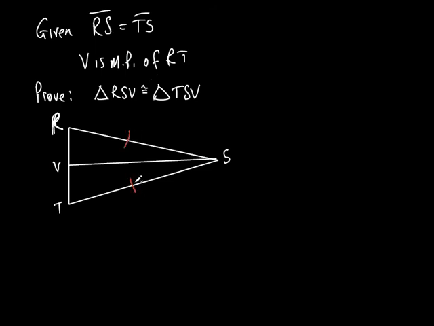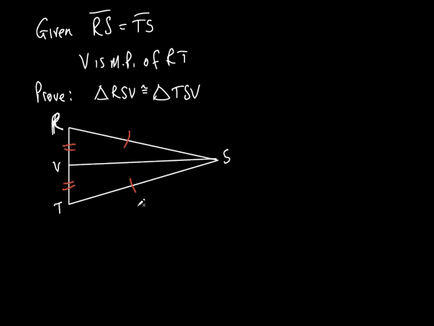RS equals TS. V is the midpoint of RT. Oh my goodness, this is so easy. Watch. So V is the midpoint of RT. So what does that mean? It means that those two are congruent to each other. What's the reason? Why are these two congruent to each other? Definition of midpoint. Exactly right.